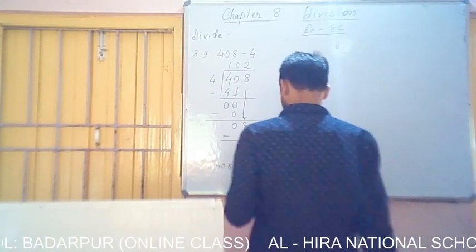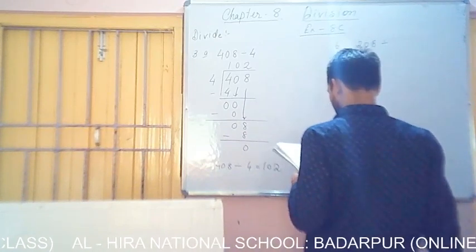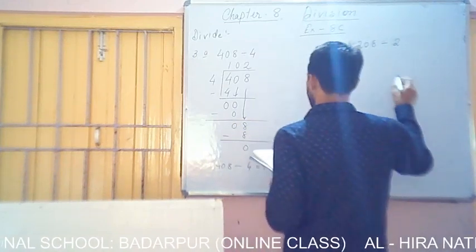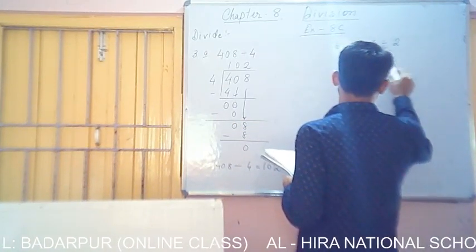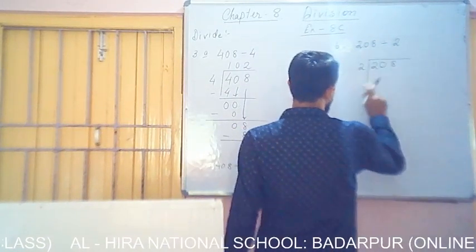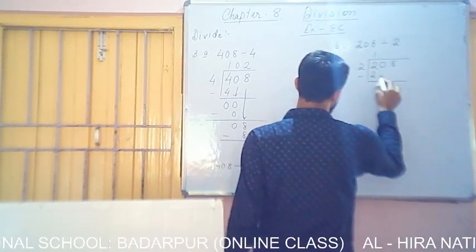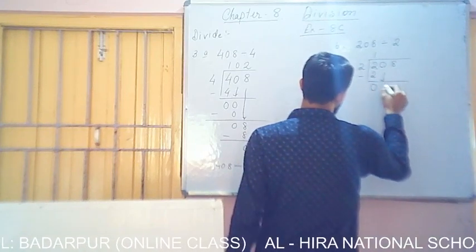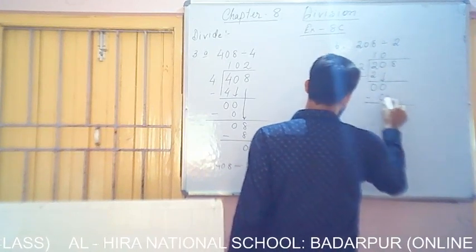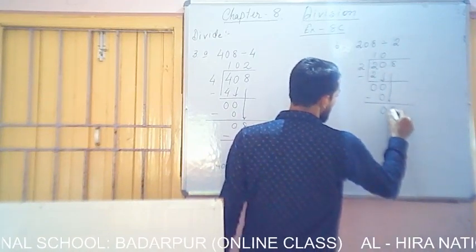Next question number B. 208 divided by 2. Again you see 2, we have to divide the hundreds place by the divisor. So 2 ones are 2. If we subtract 2 from 2, we'll get 0. Bring down 0 tens. So 2 multiplied by 0 equals 0. Again if we subtract 0 from 0, we'll get 0. So next we bring down 8 ones.